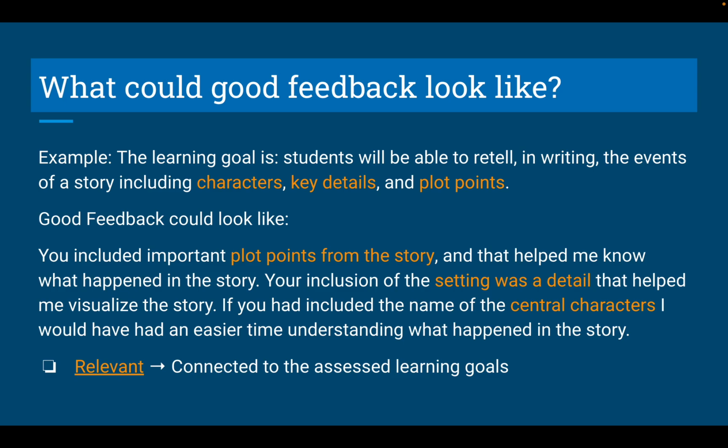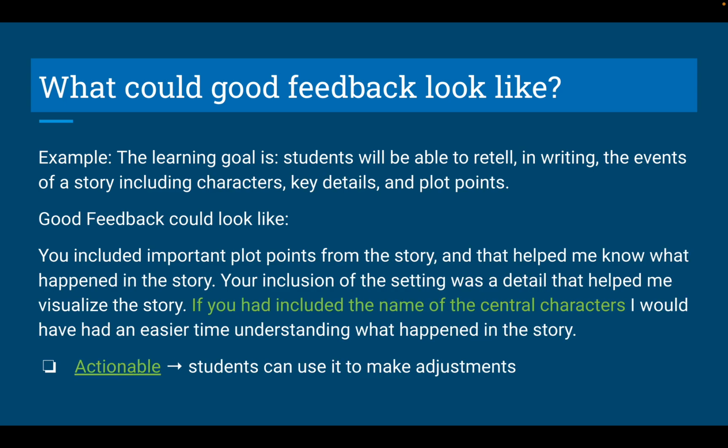So I've gone ahead and highlighted in orange the relevant parts of my feedback. In the learning goal, it says students need to include characters, key details, and plot points. So then we look to my feedback, where I mentioned that they included the plot points from the story, the setting as a detail, and I talked about the fact that they didn't name essential characters. So all of this is connected to the assessed learning goal.